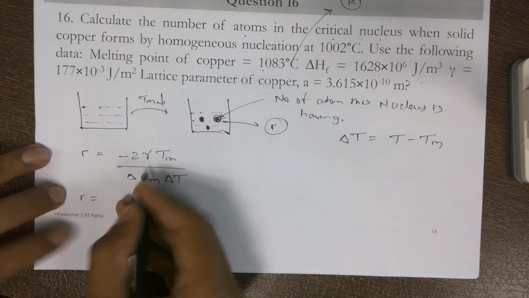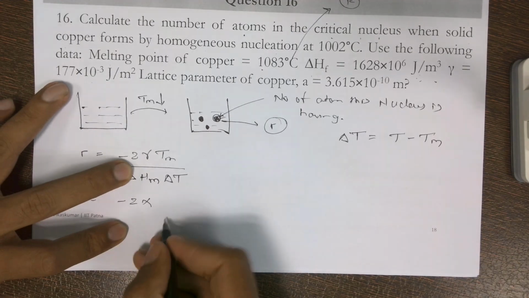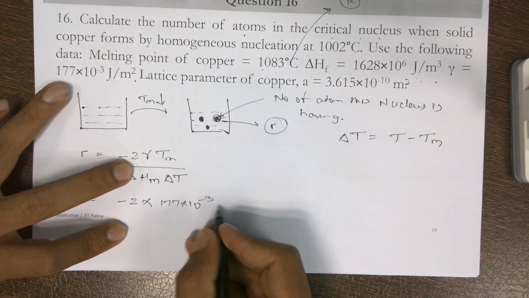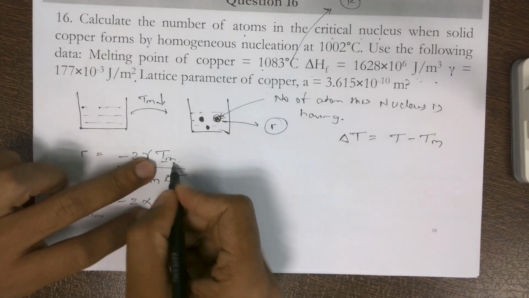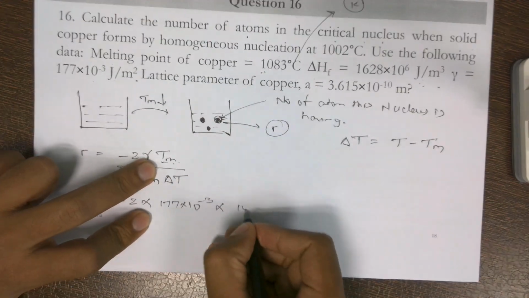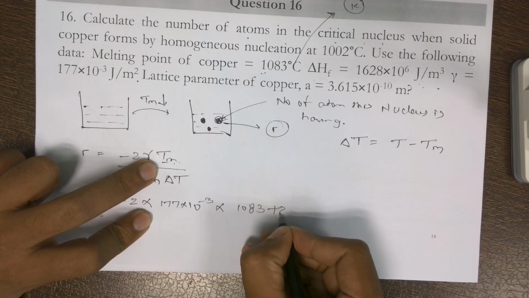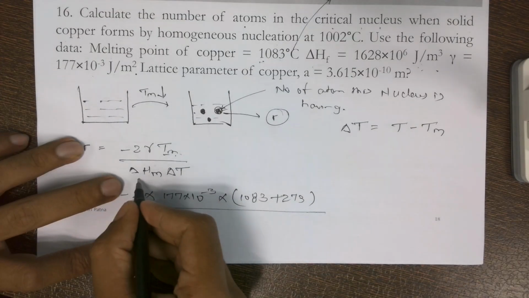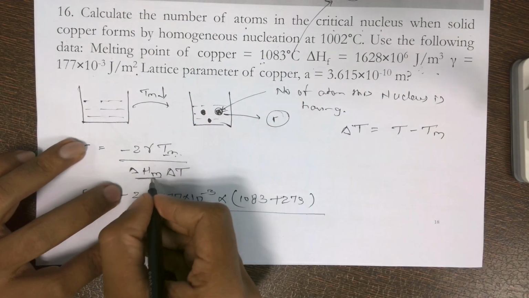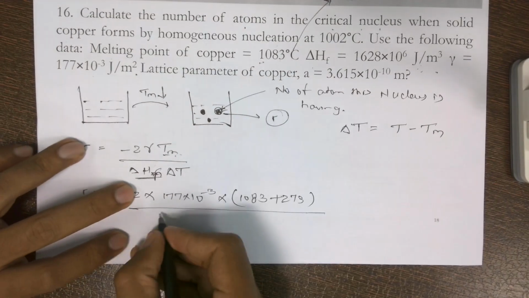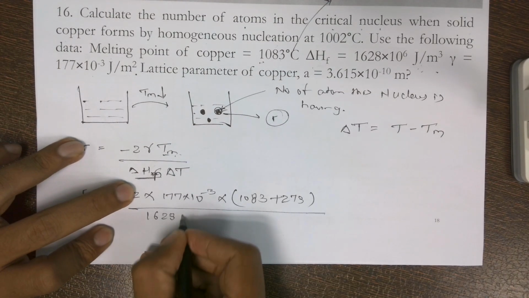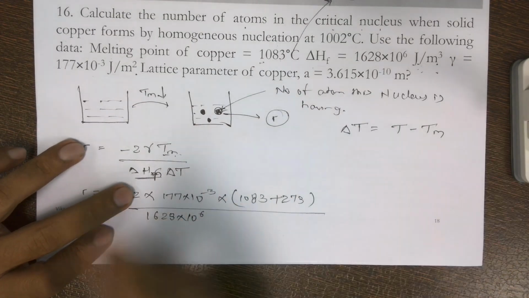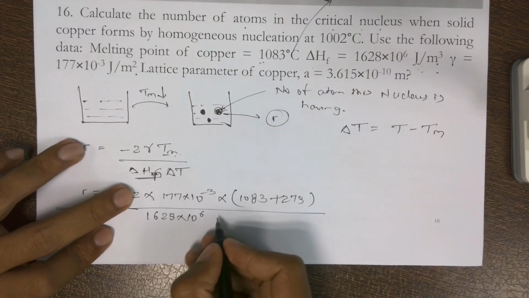Negative of 2 times gamma, the surface energy, is given. It is 177 multiplied by 10 to the power of minus 3 joule per meter square. Multiplied by the melting point. Melting point is given as 1083 degrees Celsius. We have to add 273 so that we can make it Kelvin. The whole divided by delta Hf, sorry, so here we will write 1628 multiplied by 10 to the power of 6 joule per meter cube. So we don't need to bother about it. The units are going to get cancelled.